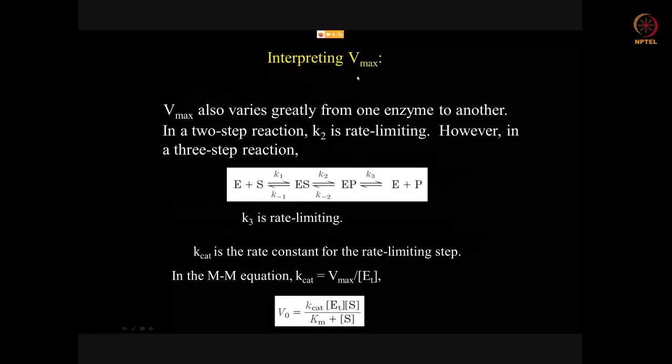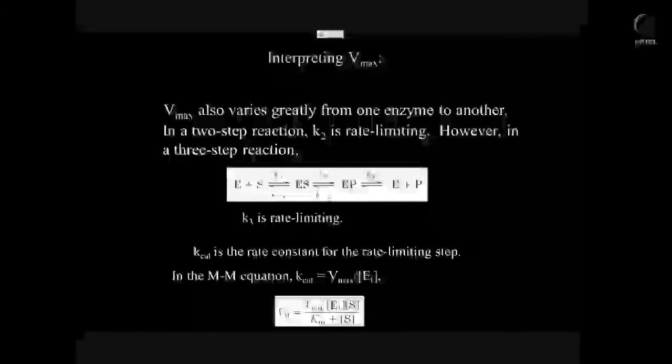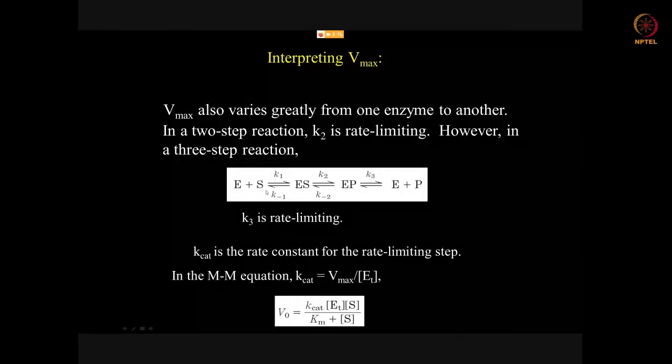And next, let us look similarly at what Vmax tries to tell us. Yesterday we saw this K1, the forward reaction of E combining with substrate, is faster and readily happens. And this step, ES getting converted into E plus P, is the rate limiting step. Under such situations, K2 will be the rate limiting step. And therefore, Vmax will actually depend on K2.